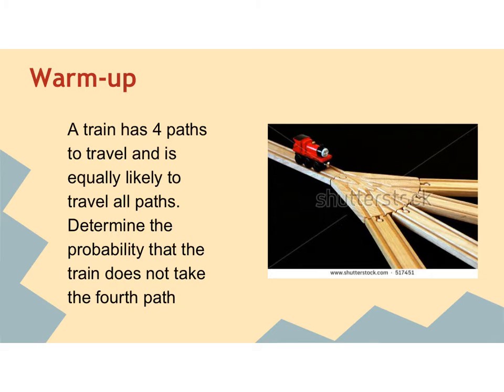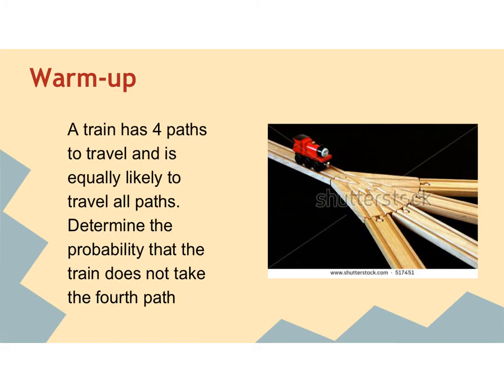So I actually want to start explaining some of the definitions through this example. Here you've got our favorite Thomas the Tank Engine train, James. James is a really good example of a probability because James is equally likely to travel any of these four. He's just a little wooden toy, so we're not really sure how his wheels are going to go, and he's equally likely to go to any of these four pathways. So the question is, determine the probability that he does not take the fourth path.